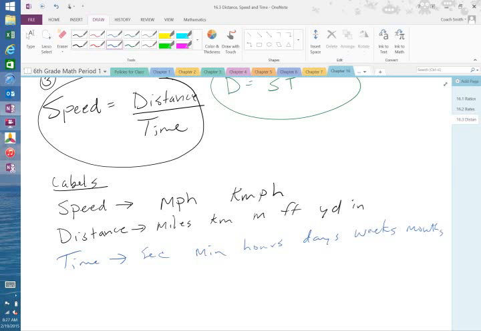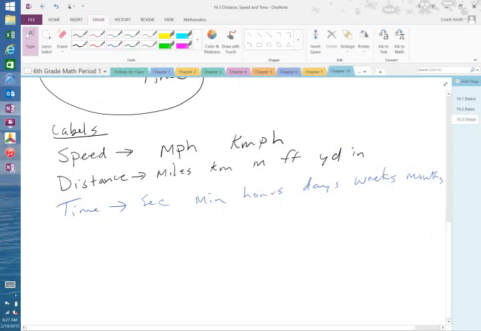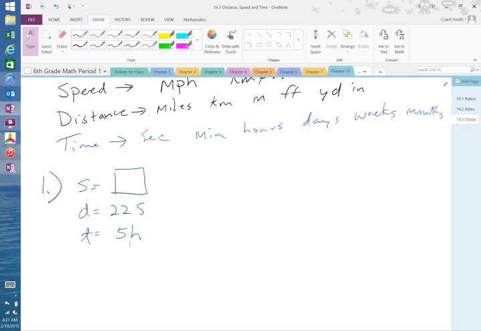All right, so let's look at an actual problem that we're going to solve for today. Let's look at problem number 1. Let's start right there at the beginning. Problem number 1 says speed equals the big box, D equals 225, T equals 5 hours. And distance is in miles. Make sure I record that.